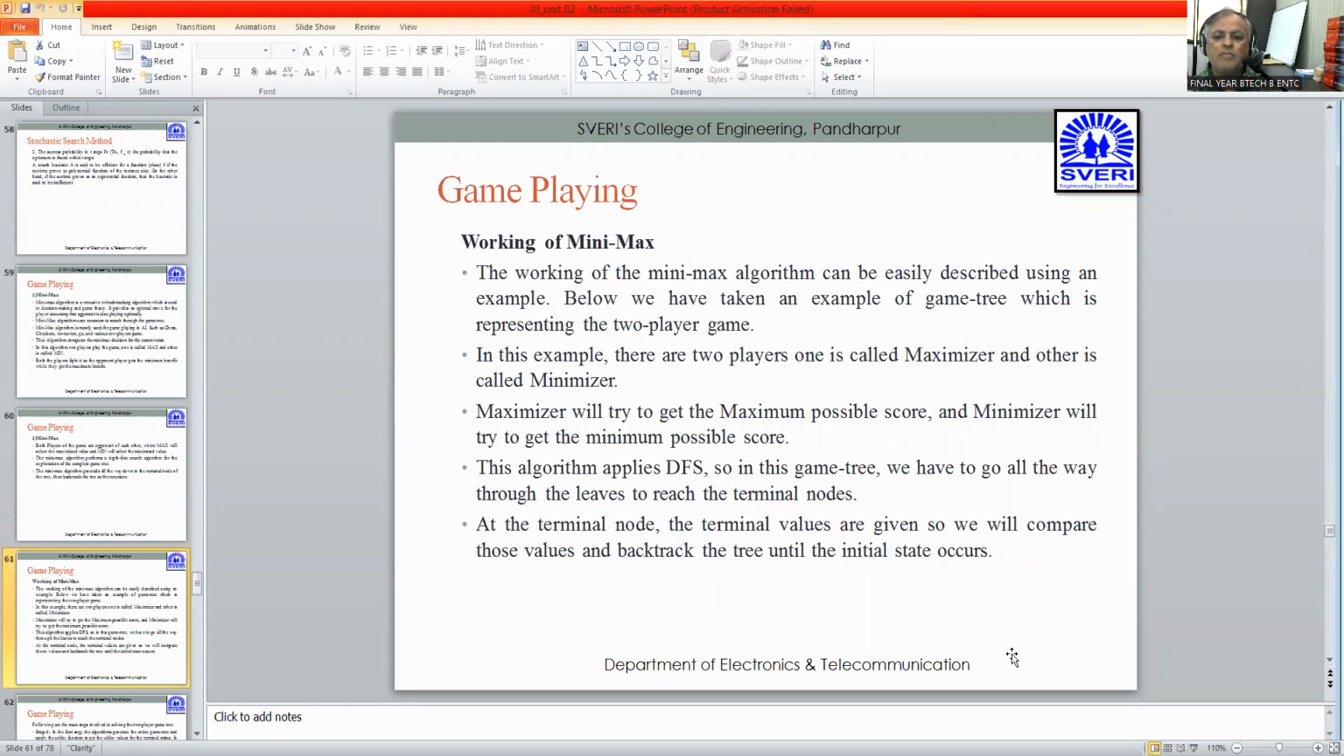At the terminal node, the terminal values are given. So we will compare those values and backtrack the tree until the initial state occurs. So obviously it goes from top to bottom, and then from bottom to top. The initial state will be there, and from the initial state, it will keep going to each and every node, and then it will go to the destination node. And while backtracking, it will go from the destination node to the initial state node. So in this way, it will work as a search technique as far as the Minimax algorithm is concerned.